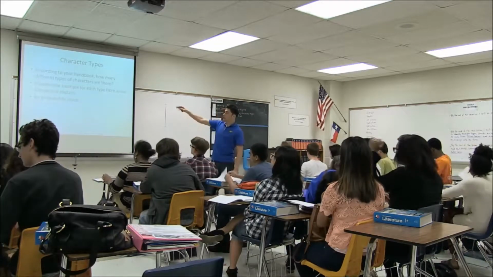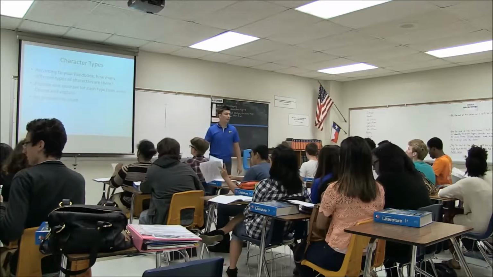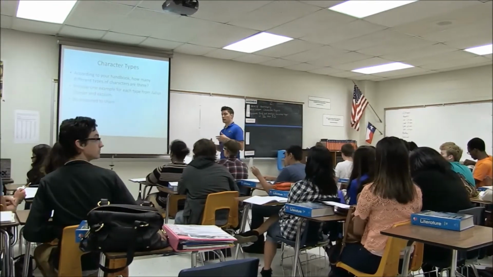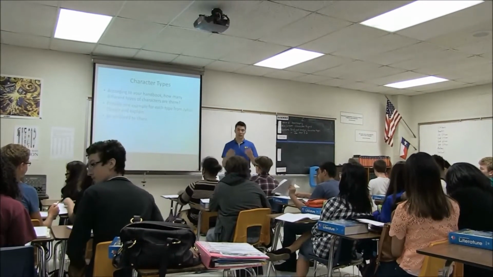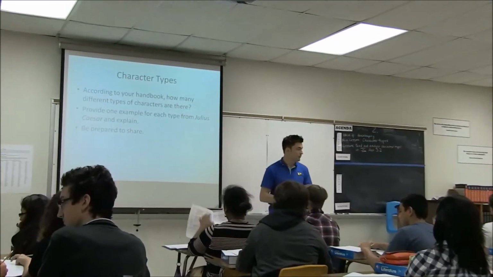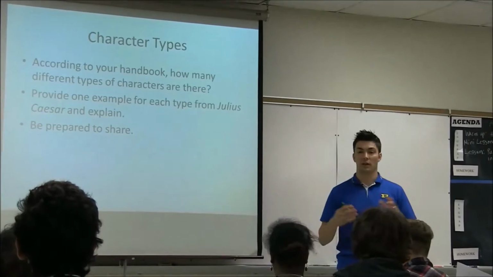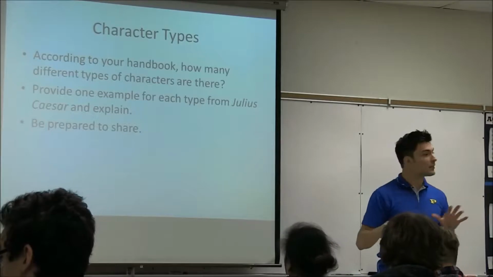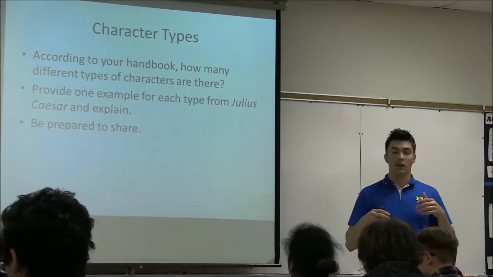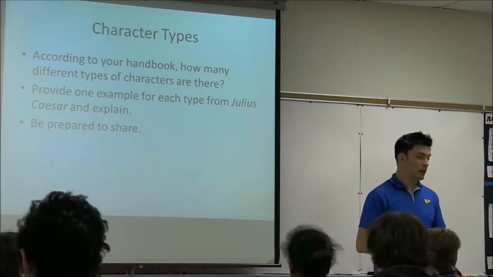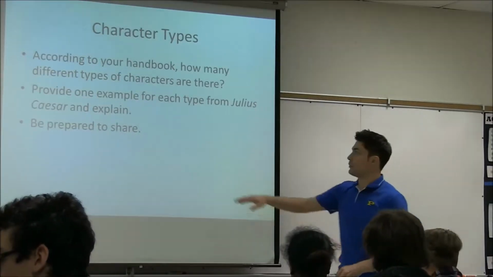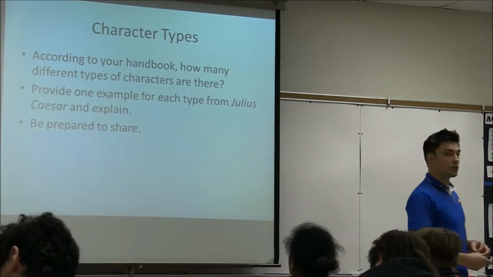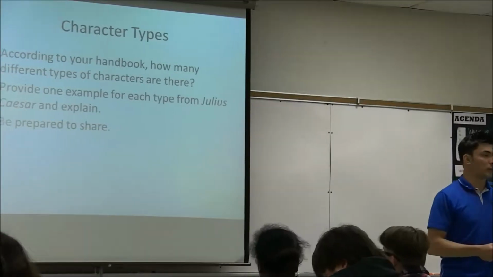Then I want you to provide one example of each type from Julius Caesar and explain. And that's it. You don't have to rewrite the definitions, but I do want to hear some discussion between you and your partner. Discuss the definitions, make sure that you have an understanding of those definitions, and then pick a character from Julius Caesar that best exemplifies that character type. To begin with, I'm going to give you about 10 minutes. I want to hear a good discussion here. You can even throw around some different examples just to help you along. But make sure, this is the most important part, that you explain. Justify using that definition to help you understand why that character would represent that character type.